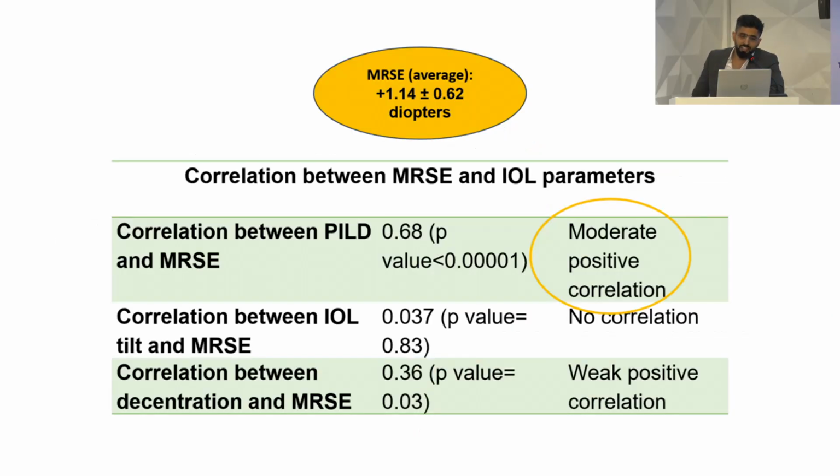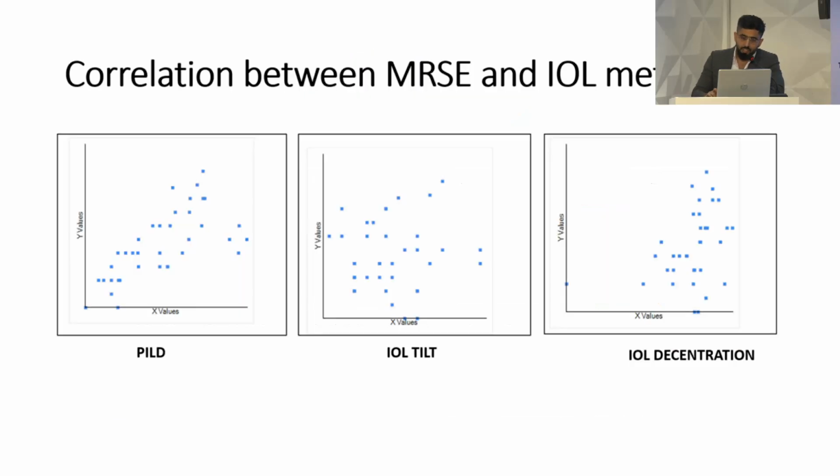Now the mean refractive spherical equivalent was roughly 1.14, that is, all of our patients had a mean hyperopic shift. When we tried to correlate with the IOL metrics, we found that there was a positive correlation with the distance of the IOL from the posterior iris surface, though there was no correlation with the IOL tilt and the IOL decentration. These are the graphs showing the correlation between the mean refractive spherical equivalent and the IOL metrics.